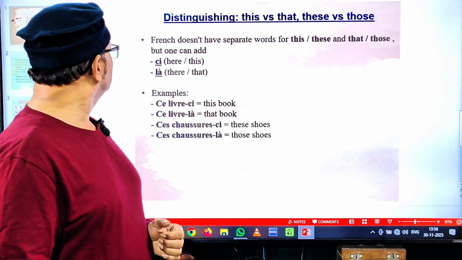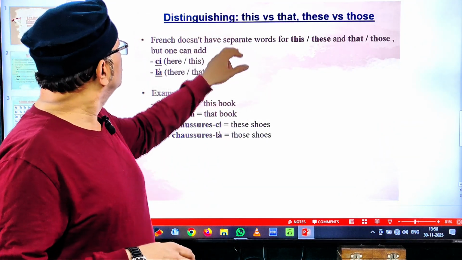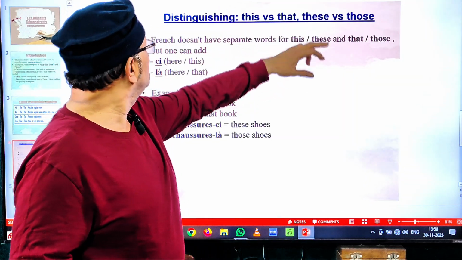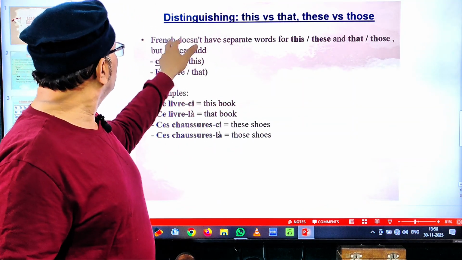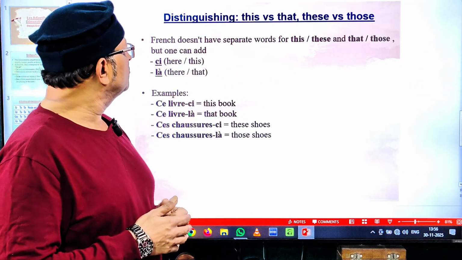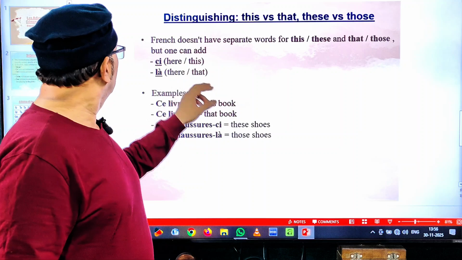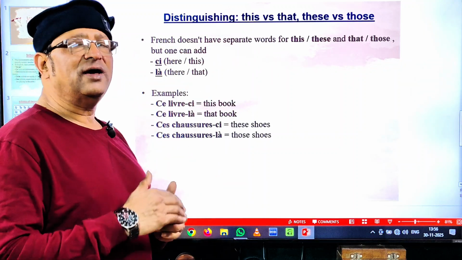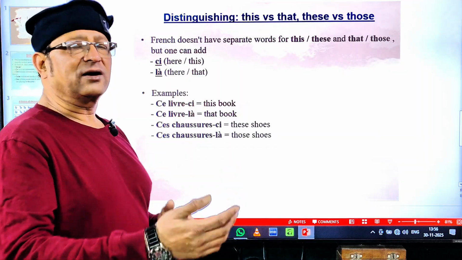Now here again, if you can see, to distinguish between this versus that, these and those. French doesn't have separate words for this, these, that, those, but one can add what? Ci and là. Ci to indicate near ones, and là for far.